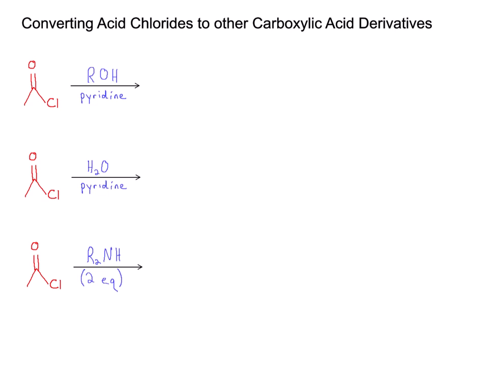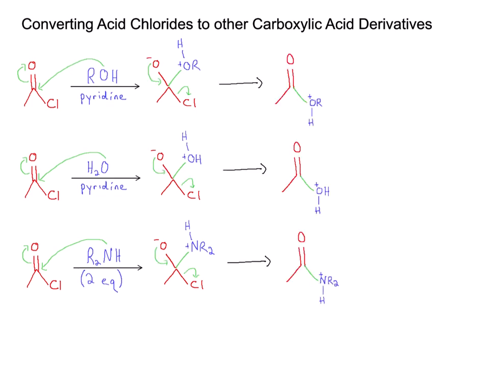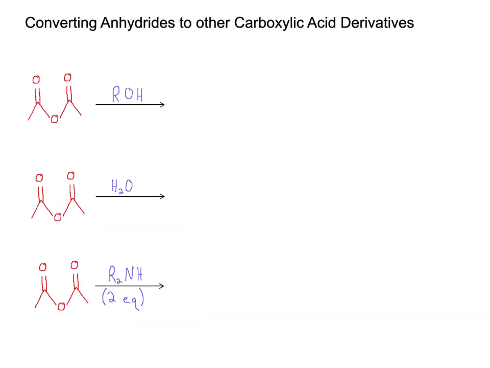with the lone pair on either the oxygen or the nitrogen attacking the electrophilic carbonyl carbon on the acid chloride. The second step, as you'd expect, involves the lone pair coming back down and kicking off the chloride leaving group. This gives us our protonated substitution products, which of course will be deprotonated by our base in the last step. And that's how you can make an ester, a carboxylic acid, or an amide using neutral nucleophiles.